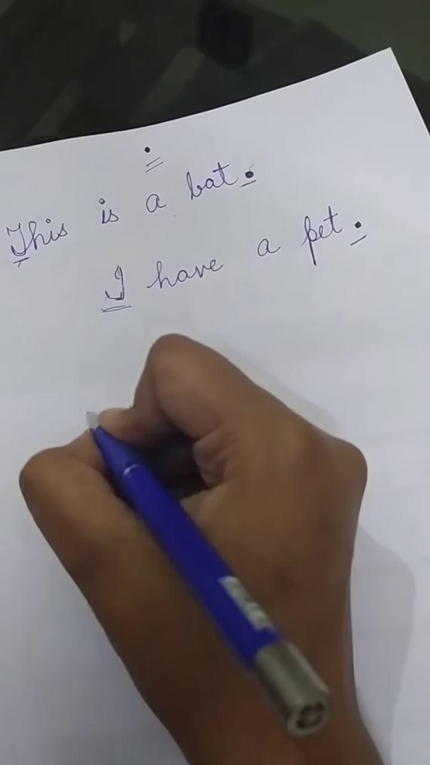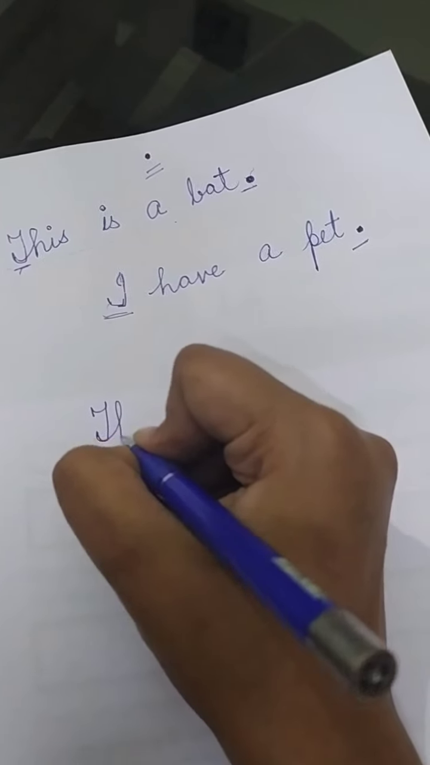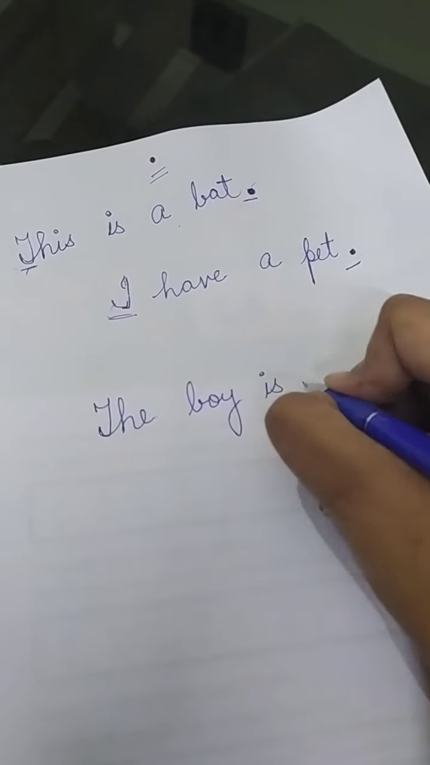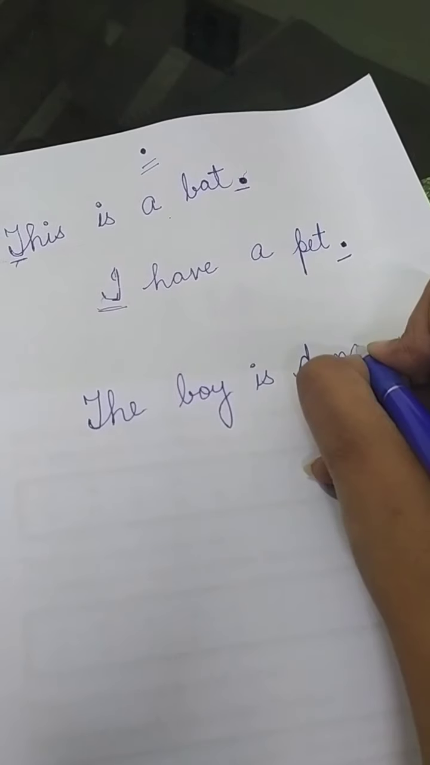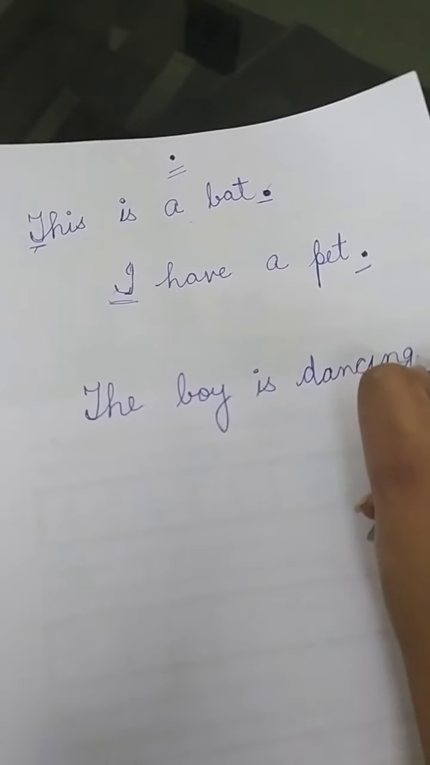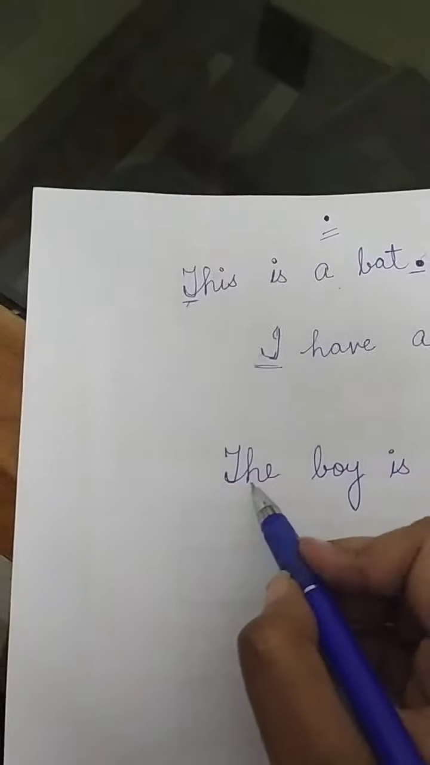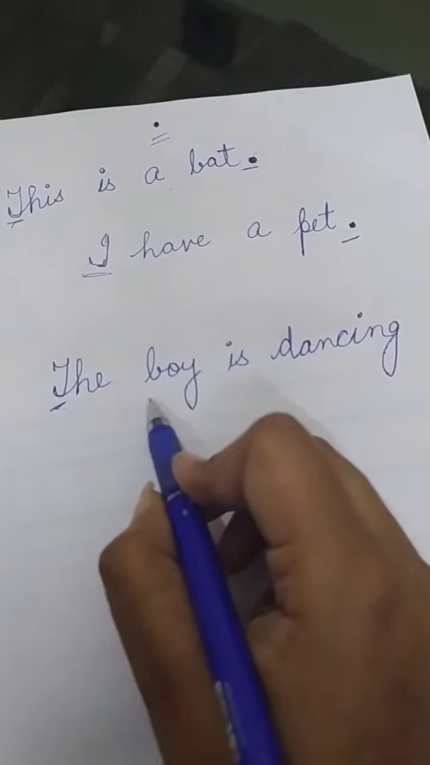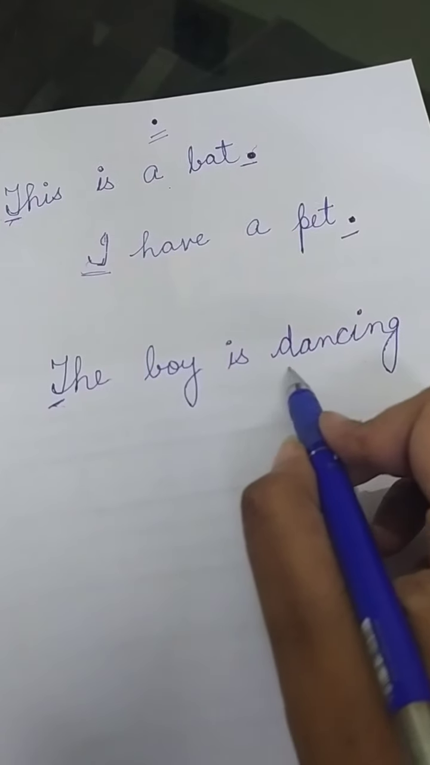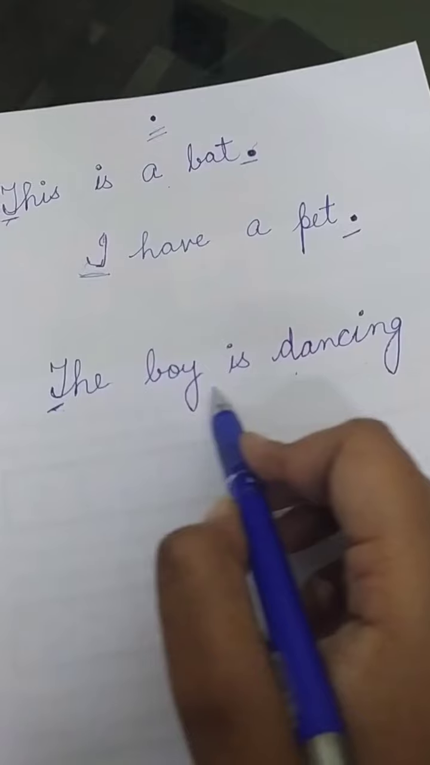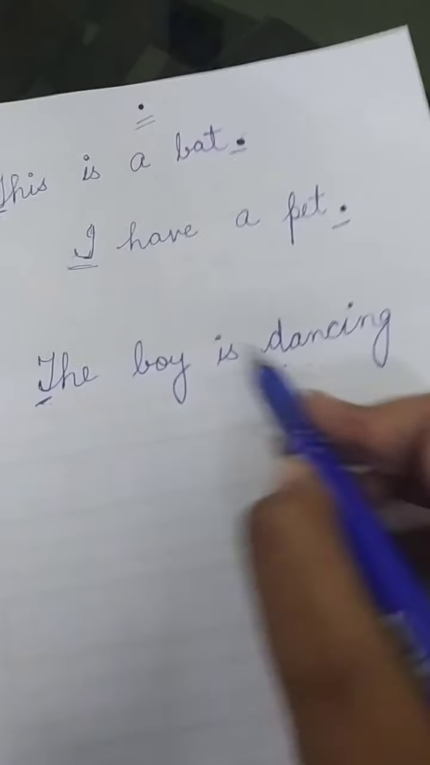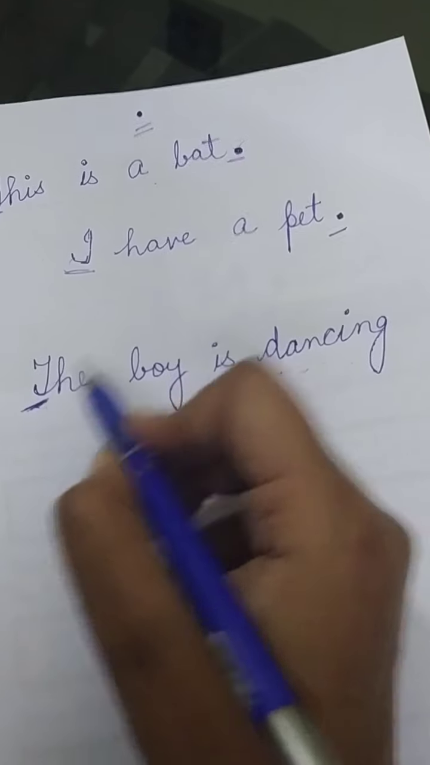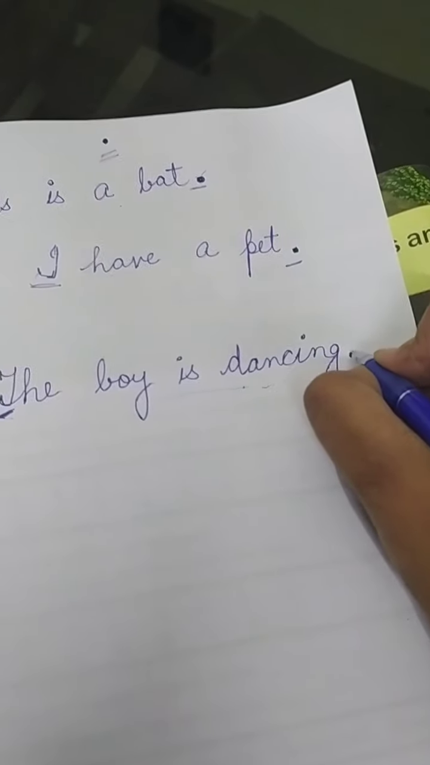Now, take one more sentence. The boy is dancing. The boy is dancing. Now, I have started with capital letter. And see, throughout the sentence, I haven't used any capital letter. Have I used any capital letter in the sentence? No. Only in the starting of the sentence, I have used capital letter. Now, in last, I will put full stop.